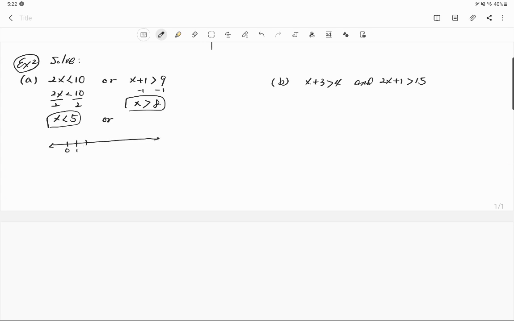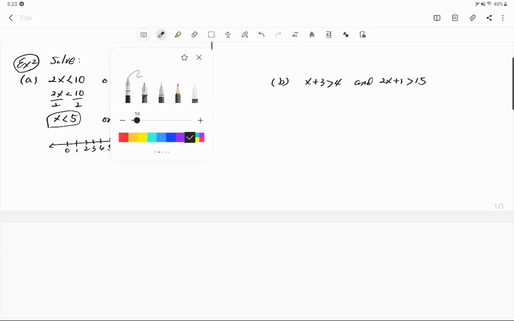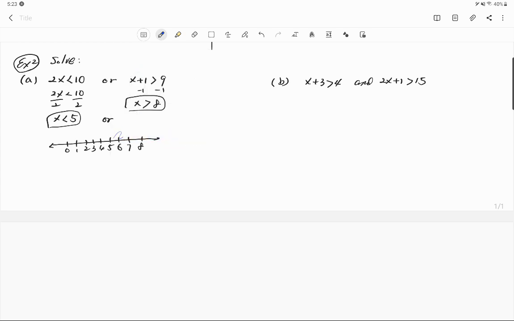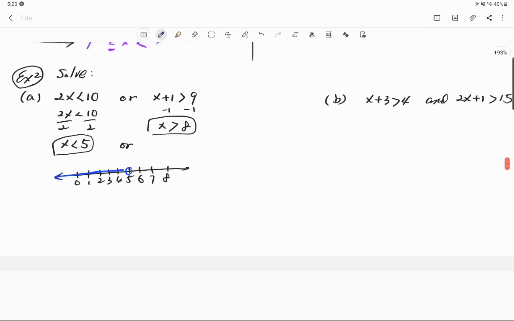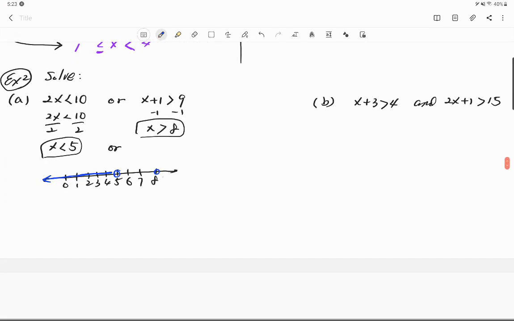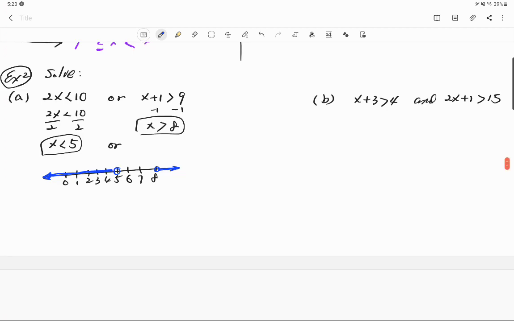Let's see what happens. 0, 1, 2, 3, 4, 5, 6, 7, 8. The first one is x is less than 5, so put an open circle at 5 and go all the way to the left, since less than means go to the left. The second inequality starts from 8, but 8 is not included, and goes all the way to the right. Can you see it? The two intervals are separated, so x can lie in either side of this inequality. So we used "or."